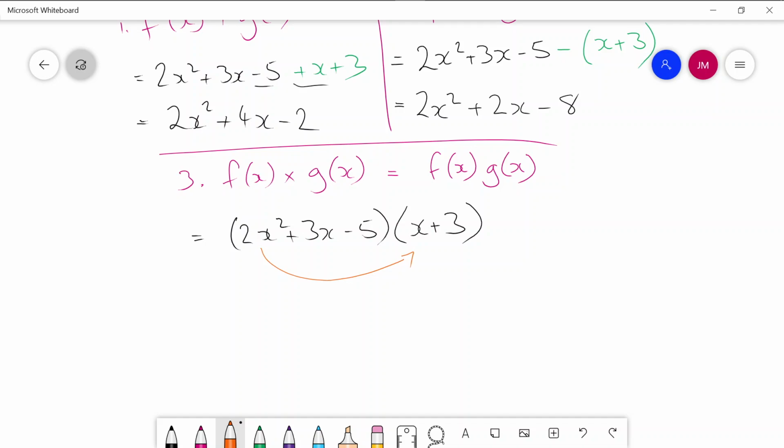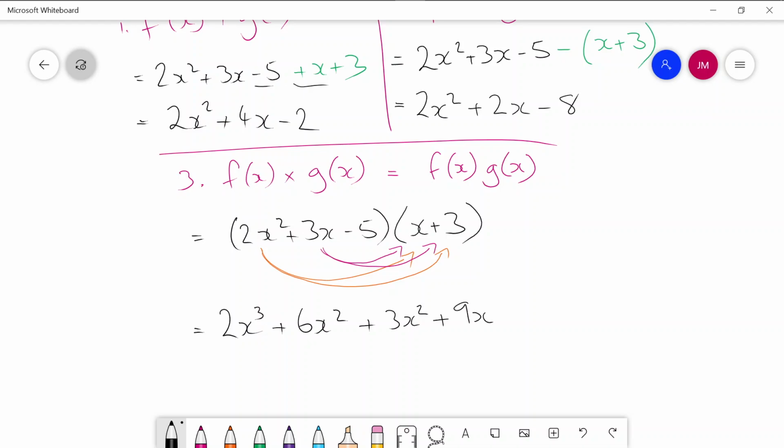So everything in the first bracket is going to get multiplied by everything in the second bracket. So I'd have to go 2x squared times x. So I'm going to get 2x cubed, and then 2x squared times 3, I'm going to get plus 6x squared, and then work your way down the bracket. The next term, 3 of x, I'm going to multiply that by x, and then by 3. So 3x times x gives me plus 3x squared. 3x times 3 gives me plus 9x. And then the last term, which is a minus 5, I'm going to times that by x and times it by 3. So I get minus 5x minus 15.